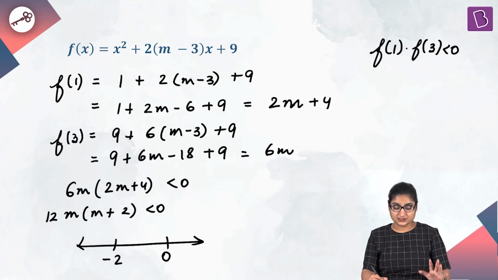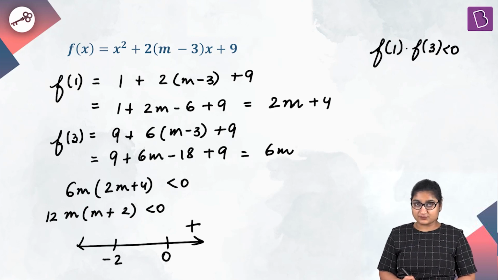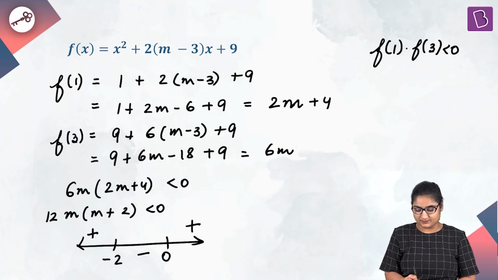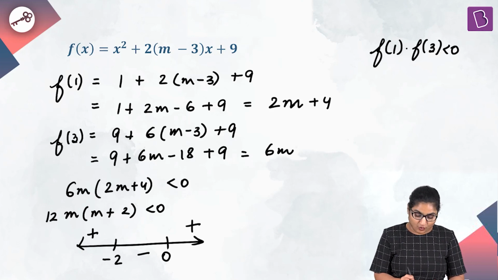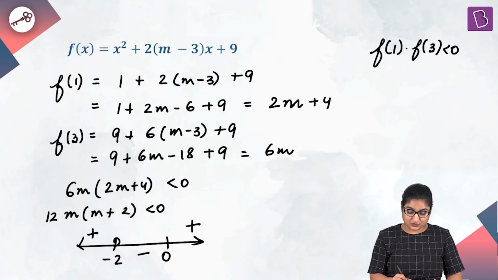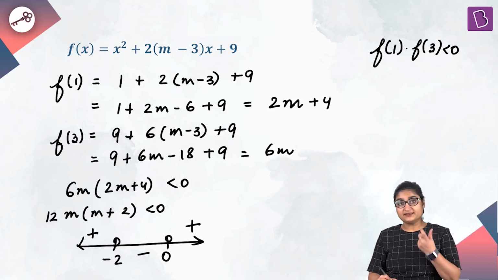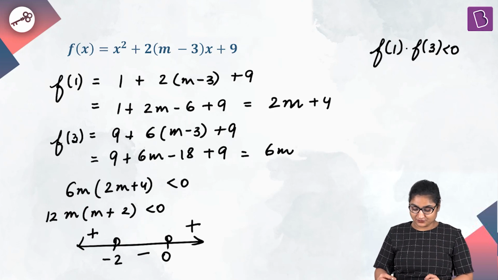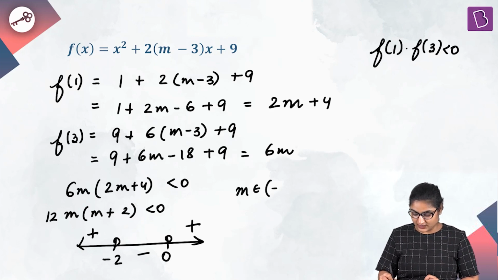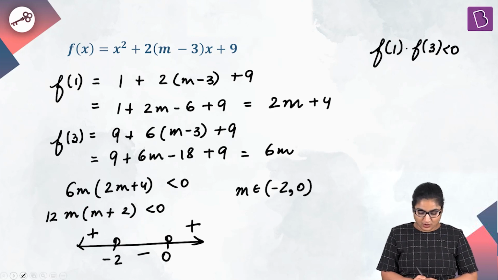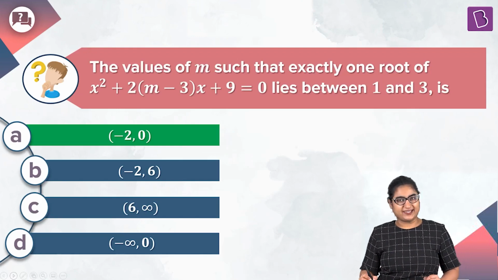Now if I put m is equal to 1 in the expression, I will get 12 multiplied by 3, which is positive. So we'll start the wavy curve with positive. About 0 it will become negative. About -2 it will become positive again. Now we have open intervals at -2 and 0. But we want that interval where the expression is less than 0. And that would be m belonging to the interval -2, 0, which is same as option A.